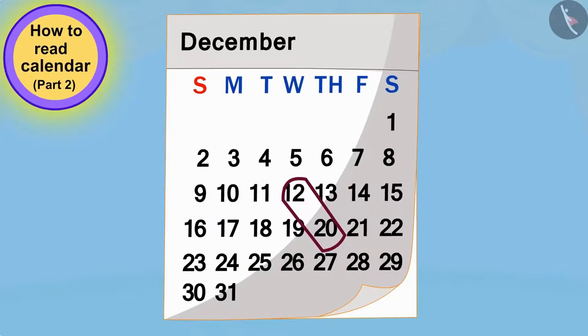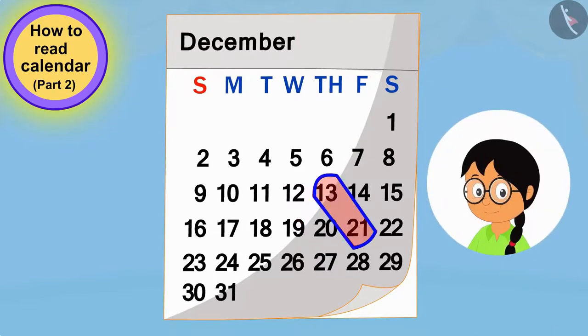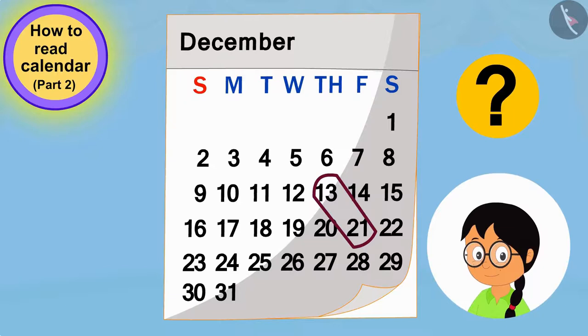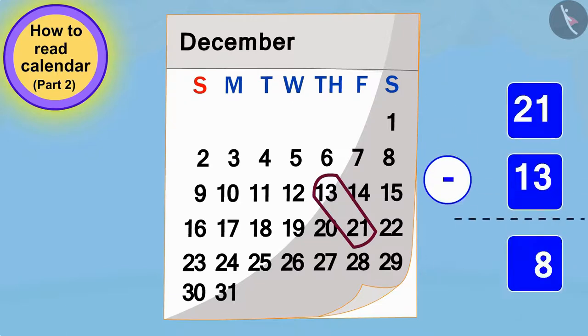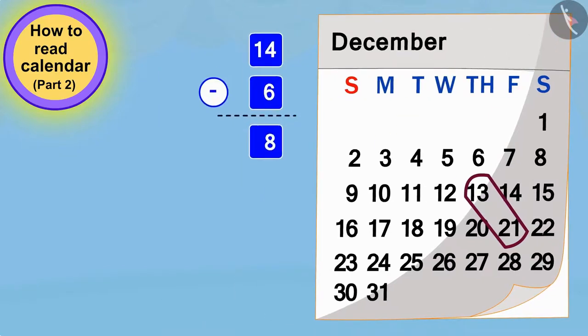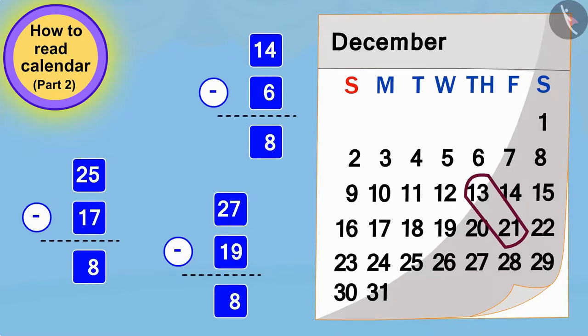Children, can you tell what the difference between 20 and 12 will be? Exactly! 8. Now, Meenu saw these next 2 pair of numbers. Children, what will be the difference between 21 and 13? Yes, this difference will also be 8. Children, you will find that the difference between such diagonal pair of numbers in the calendar will always be 8.